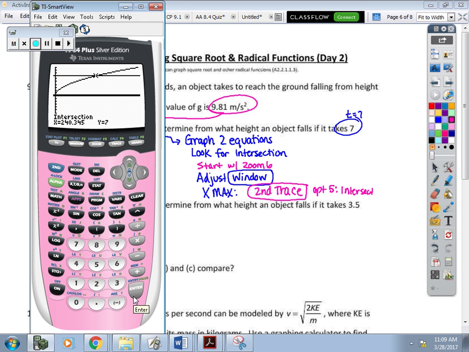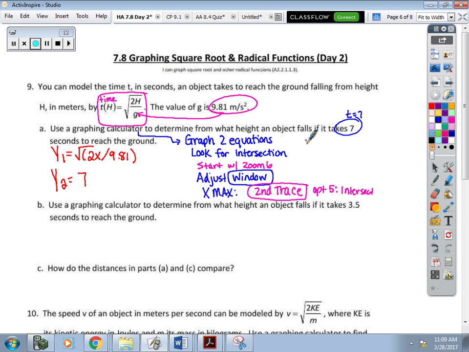We should get 240.345, and our y value is 7. So let's just round that to the nearest whole number. So let's say 240. And the units of height is in meters. So 240 meters.